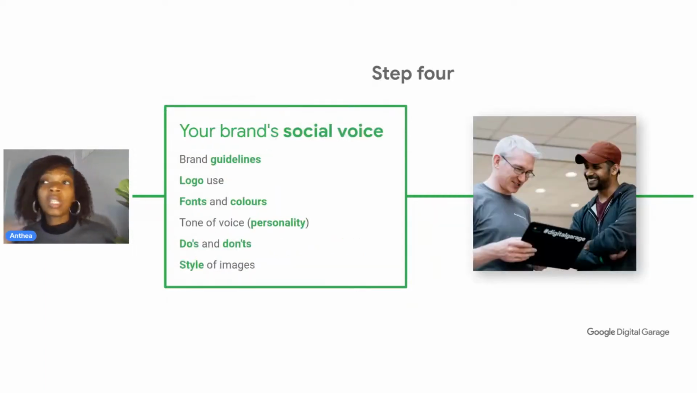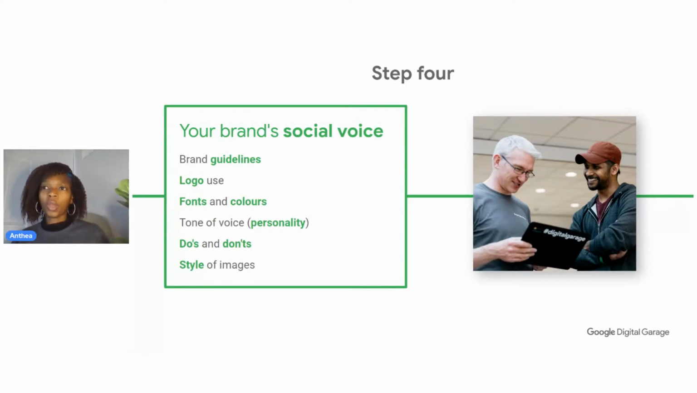So step 4 is thinking about your social voice. So thinking about setting up your own business guidelines or rules of how your business will communicate on social media is really important, because everything that you do is representative of your brand. So the rules, how do you use your logo? What fonts, what colors do you use, and when do you use them?